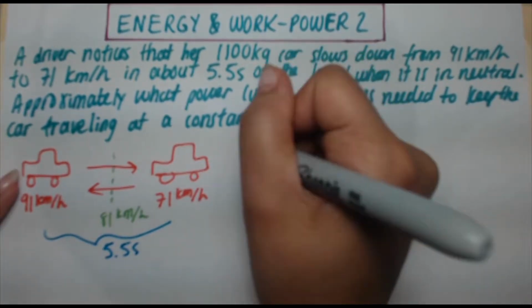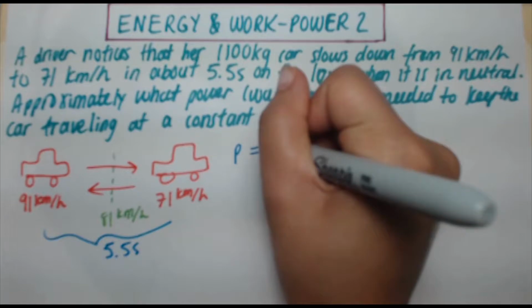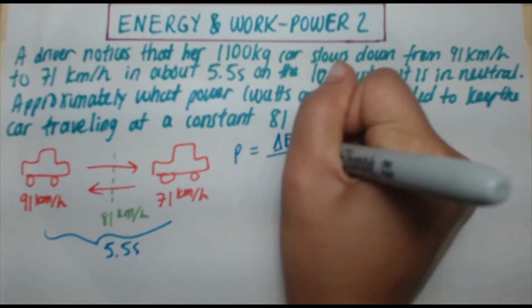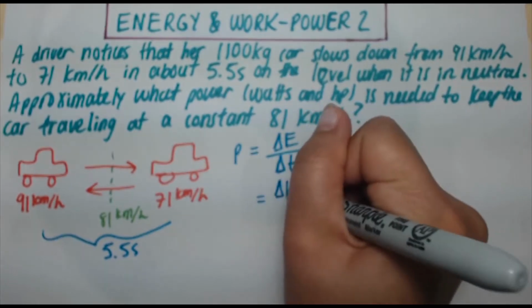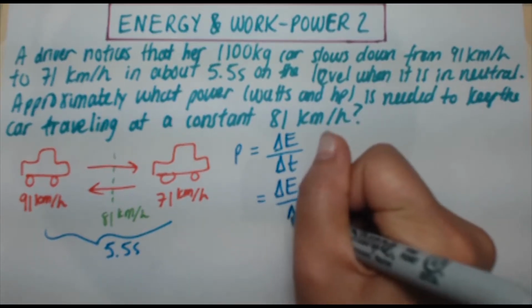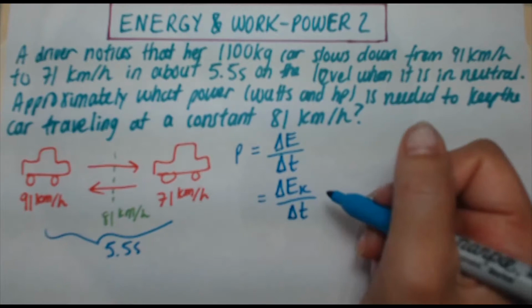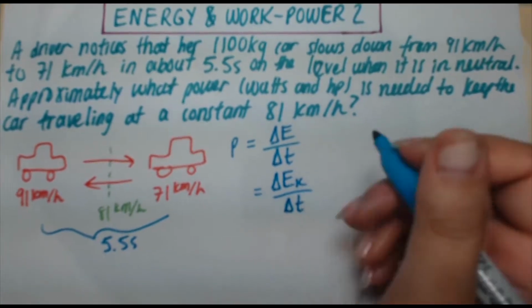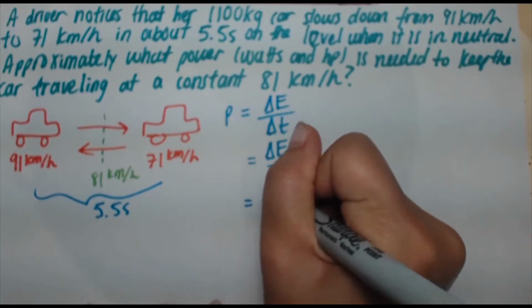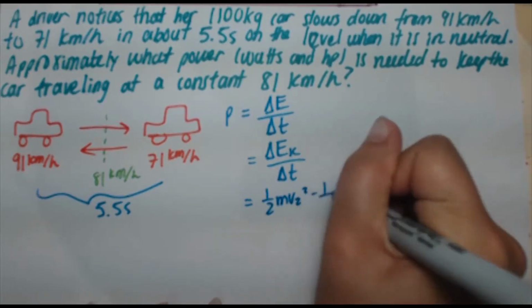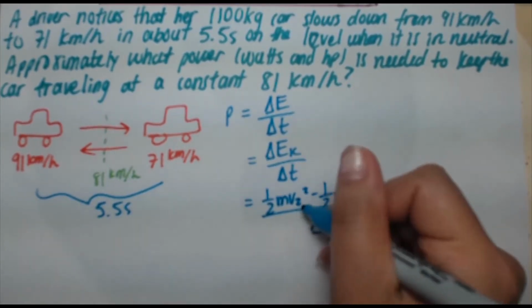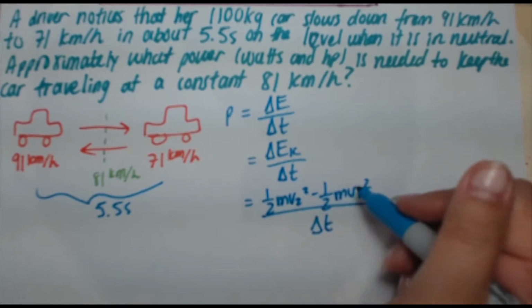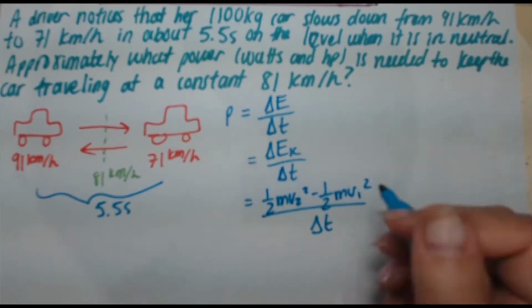Now, since we're looking for power, just like we saw in video 115, power is always equal to the change in energy over the change in time. Here we're dealing with change in kinetic energy, so we're going to replace that with delta EK over delta T. And delta EK, as you probably guessed, we're going to write as 1/2 m v2 squared minus 1/2 m v1 squared, divided by delta T. So now the masses, the speeds, everything we can plug in. We have the time as well.